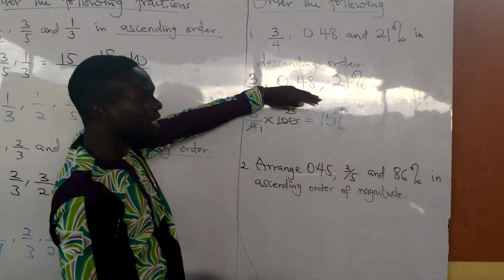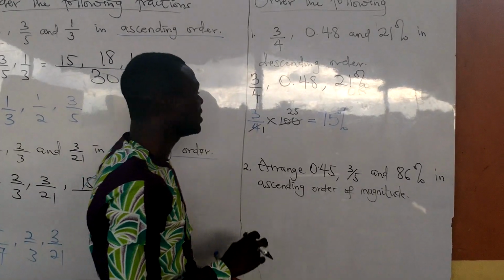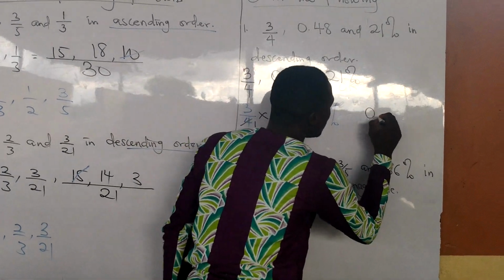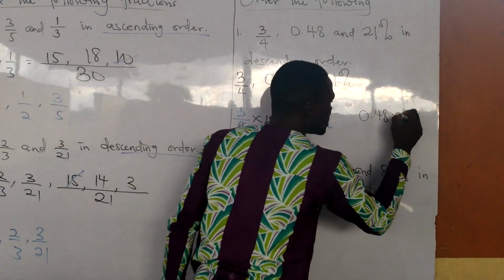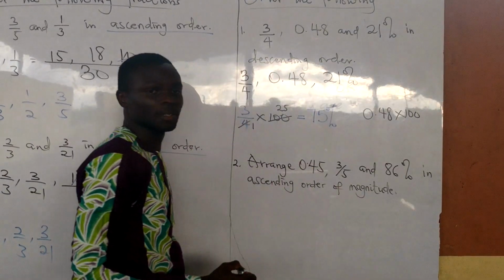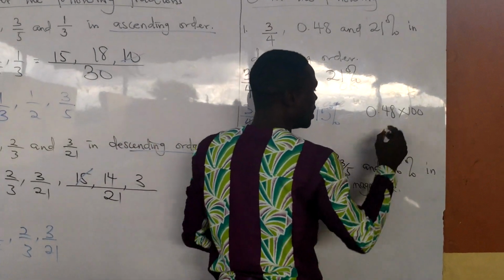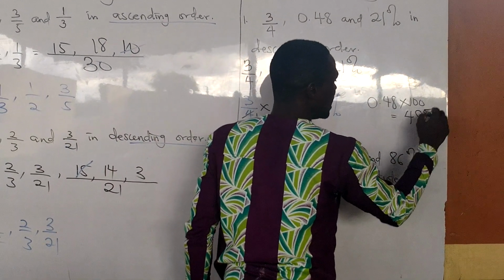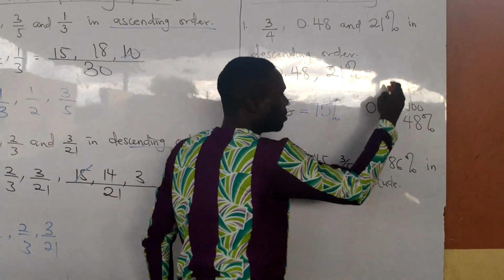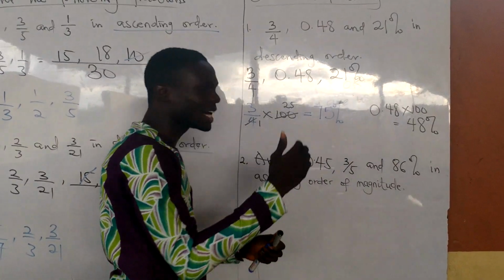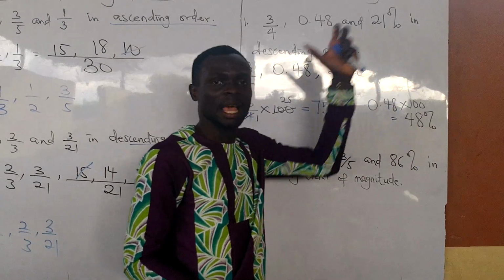So I'm now going to change this one, 0.48, into percentage. To change also into percentage, multiply by 100. And if you multiply this by 100, you are going to get 48%. How? Take off the decimal point, multiply by 100, bring back the decimal point. And this is going to give you 48%.